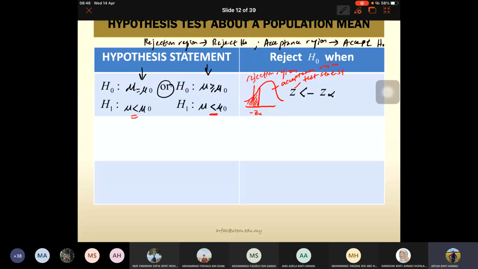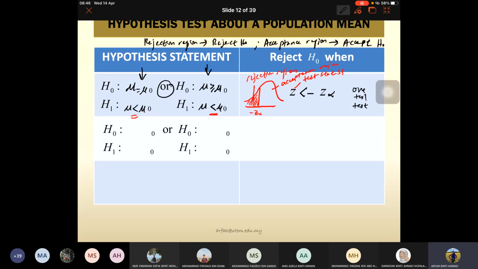So, this is the hypothesis statement. You can write either way or the next one. This is for the one tail case. Okay. So, this is a one tail test.